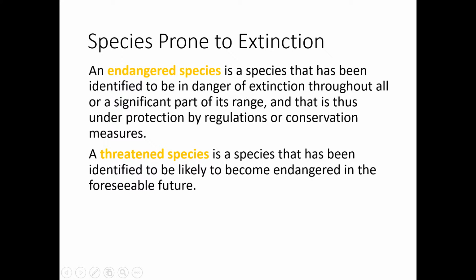Whereas a threatened species is a species whose numbers are dropping, but it's more of a theoretical question whether they're going to become extinct. So a threatened species is a species that's on its way to becoming endangered, but we haven't quite jumped over that line to where we would call it endangered.